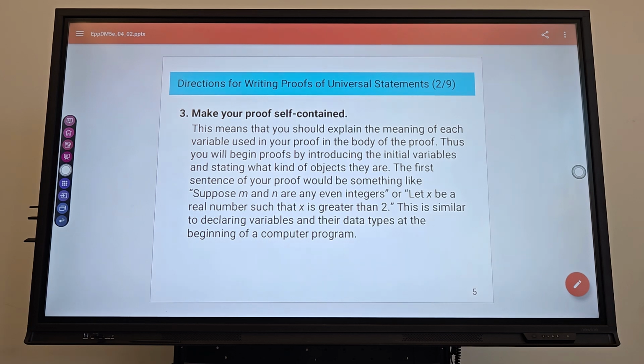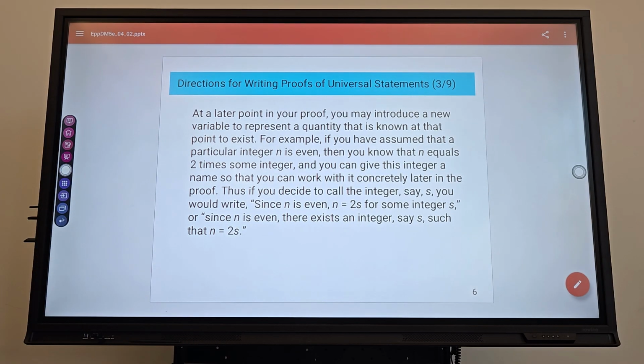This is similar to declaring variables and their data types at the beginning of a computer program before they are used. At a later point in your proof, you may introduce a new variable to represent a quantity that is known at that point to exist. So you can introduce variables later. You just need to declare what they are, what you know about them, what kind of objects they are, that sort of thing.